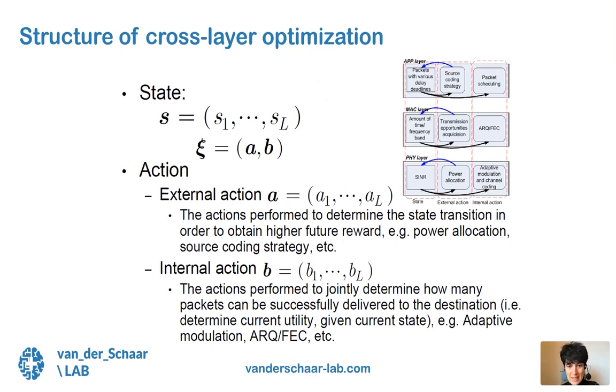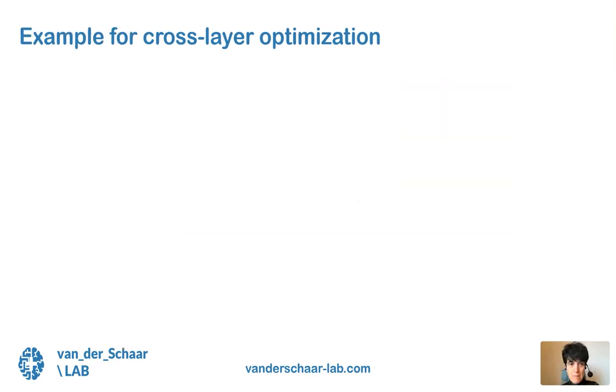So as I mentioned, we have on one hand external actions, which are the action performed to determine the state transition in order to obtain and maximize future rewards. And we also have internal actions, which are the actions performed by jointly determining how many packets, for instance, can be successfully delivered to the destination. So this is the quality of service provided by the lower layers.